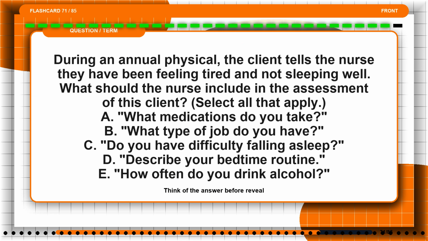Flashcard 71. During an annual physical, the client tells the nurse they have been feeling tired and not sleeping well. What should the nurse include in the assessment of this client? Select all that apply. A. What medications do you take? B. What type of job do you have? C. Do you have difficulty falling asleep? D. Describe your bedtime routine. E. How often do you drink alcohol? Think of the answer before the reveal.